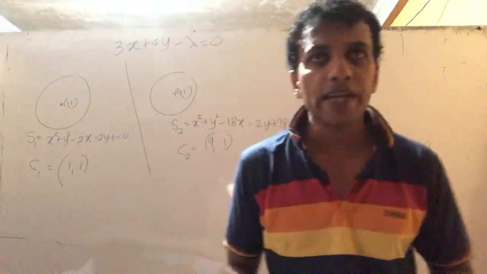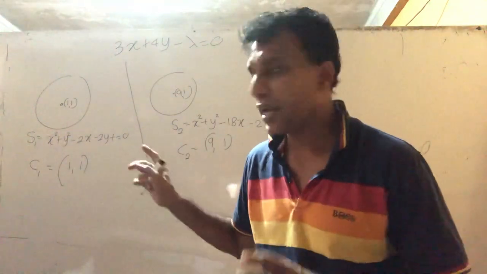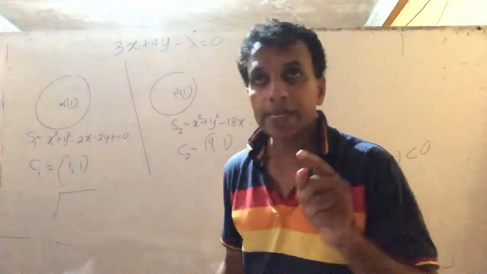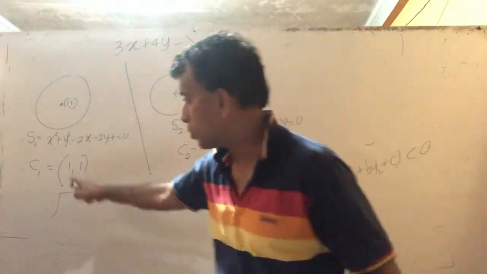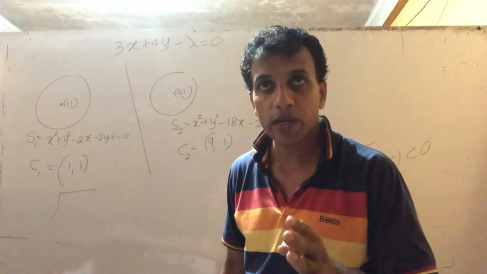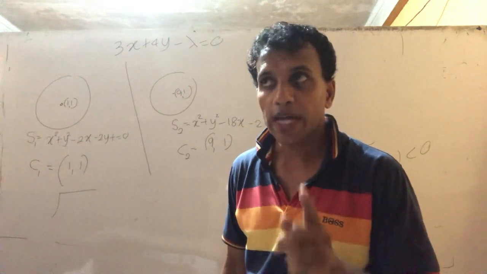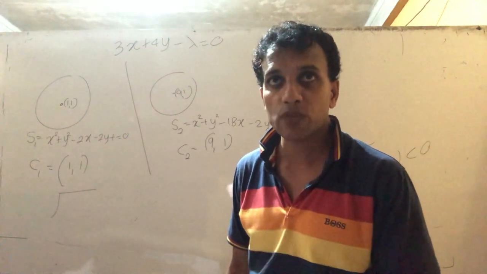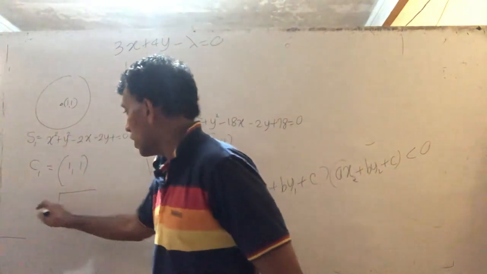And we need the radius also. How do we find the radius of a circle? The square root of g square plus f square minus c. So R equals square root of g square plus f square minus c. Here the radius is R1.